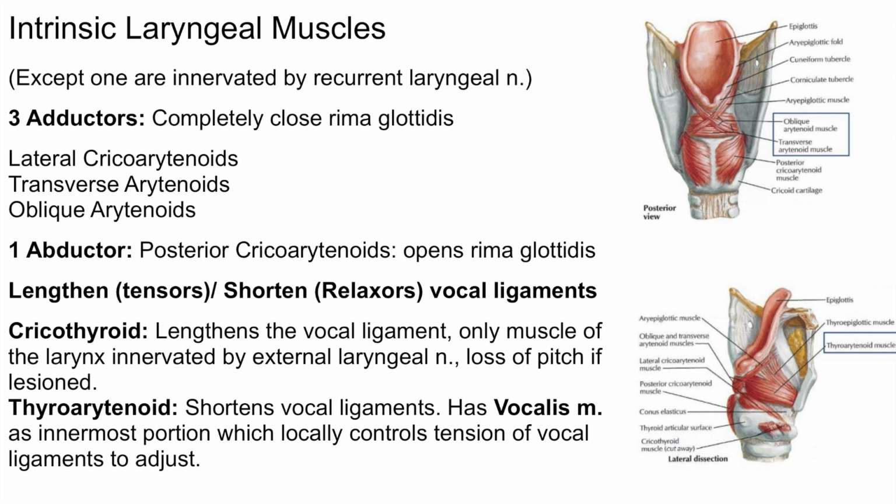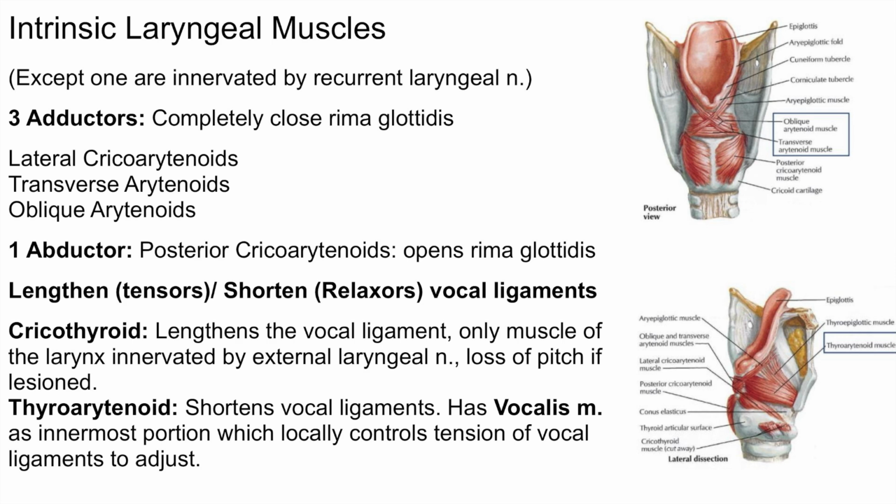The adductors close the vocal cords. The lateral cricoarytenoids pull the vocal processes medially, which is the main movement for bringing the vocal folds together. The transverse and oblique arytenoids pull the arytenoids toward each other, closing the posterior part of the glottis. Together, these muscles completely close the airway at the level of the vocal folds, critical for phonation and also for protecting the airway during swallowing.